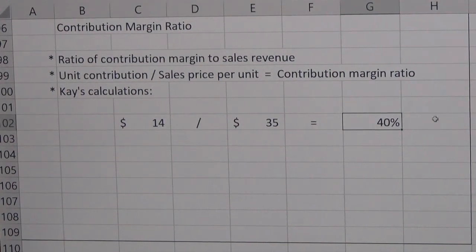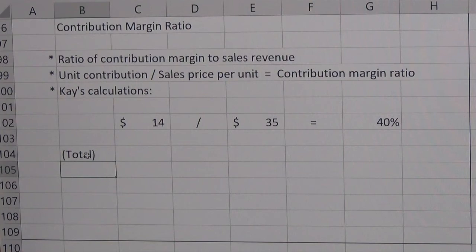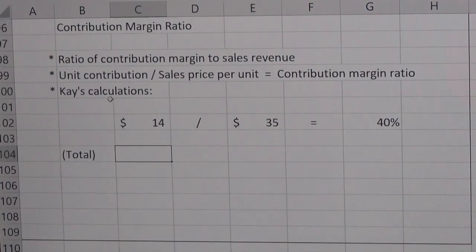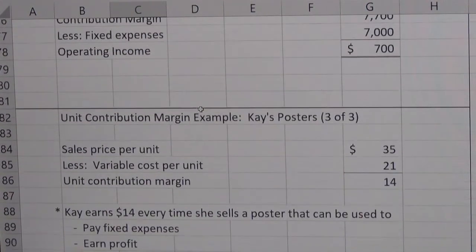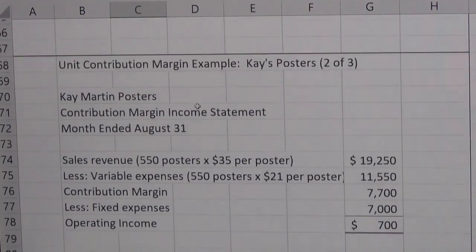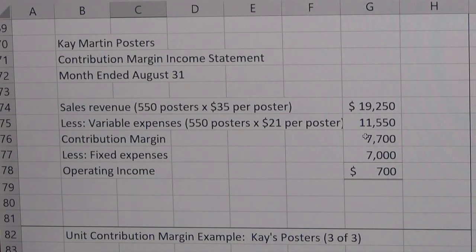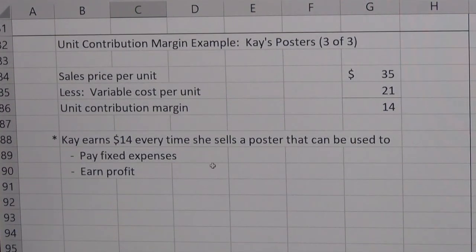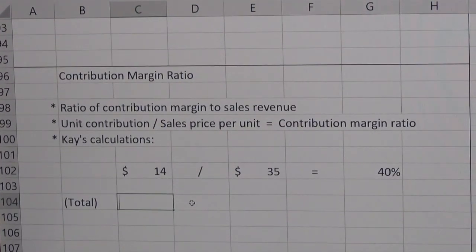Now notice that the ratio isn't going to change whether it's per unit or in total. Let's see if we remember. We'll go back up to the previous slide. This is our variable costs. I'm sorry, our unit contribution margin. So let's go up to the total contribution margin. Where's our total? Here's our total contribution. It's $7,700. This was in total, right?